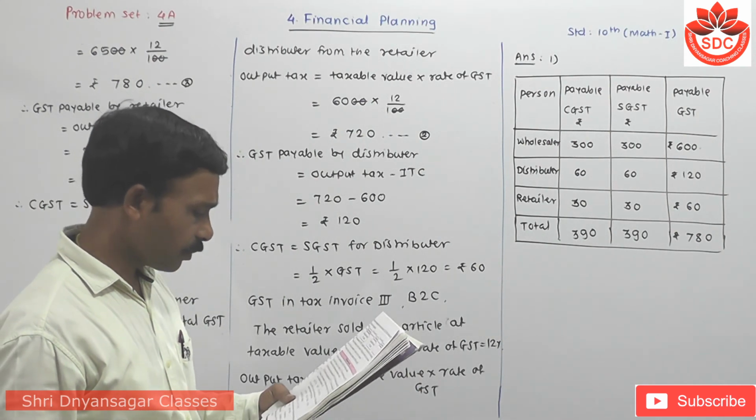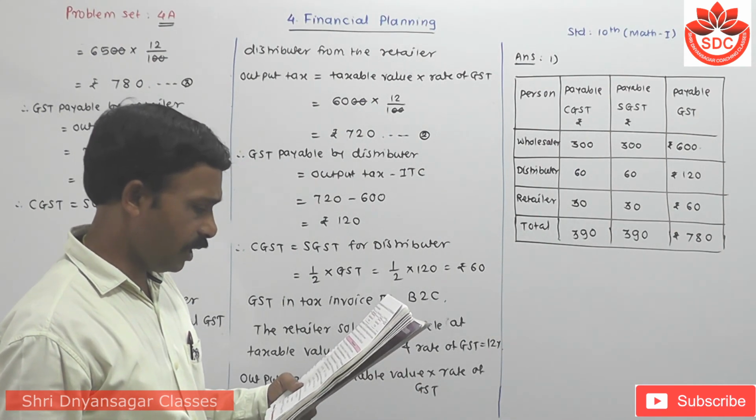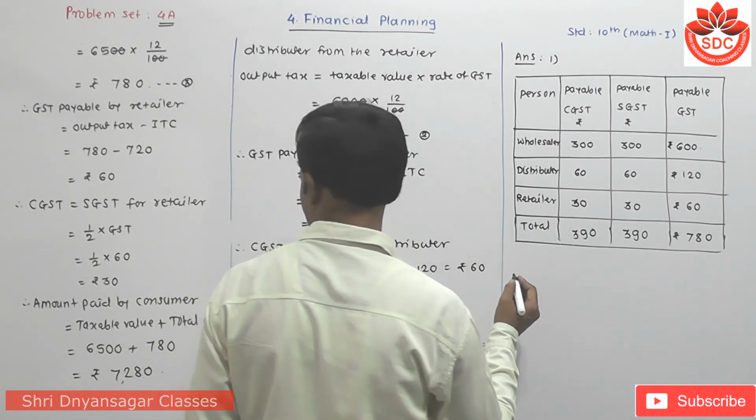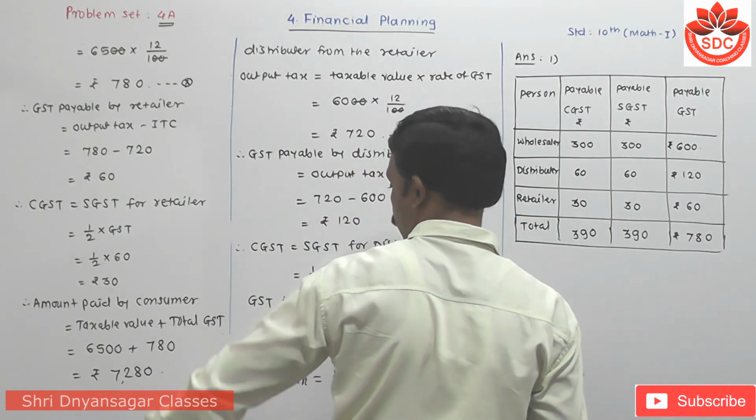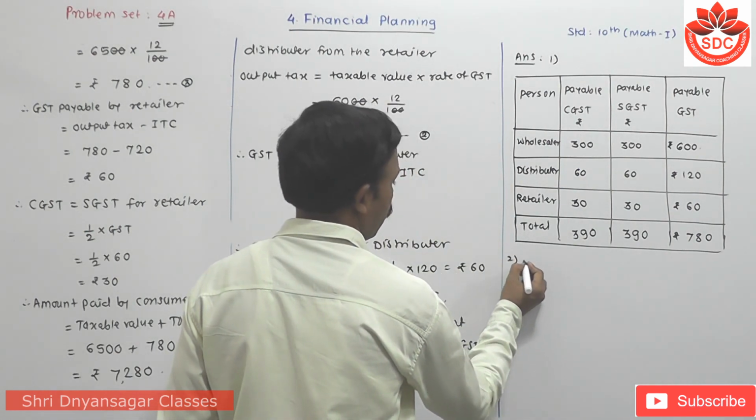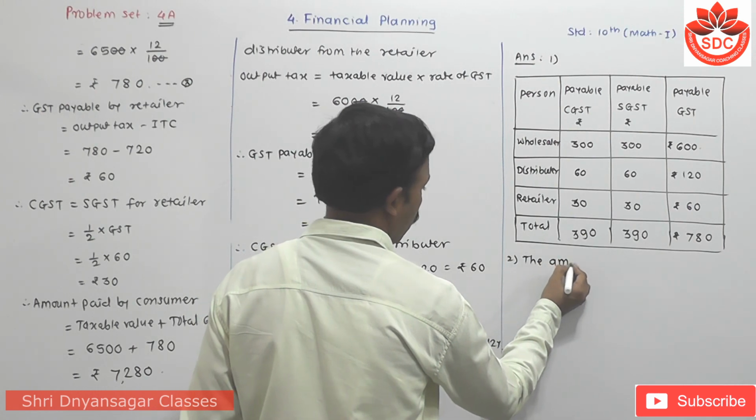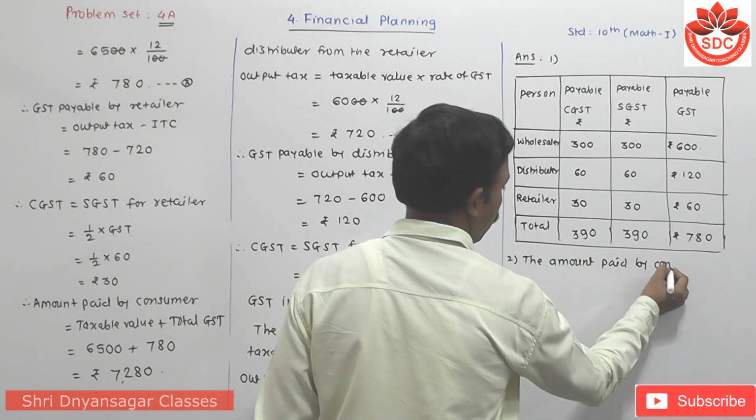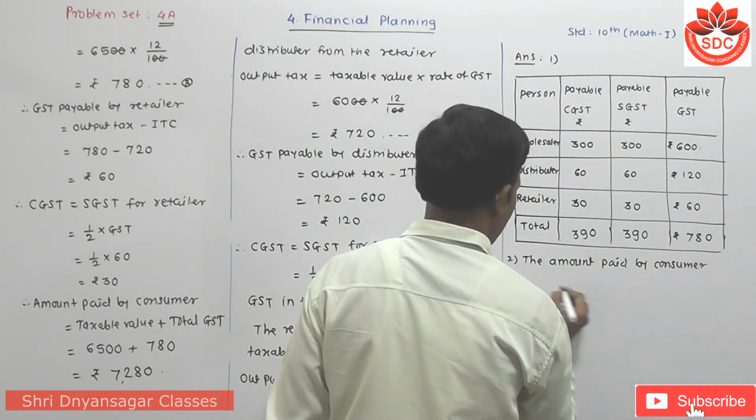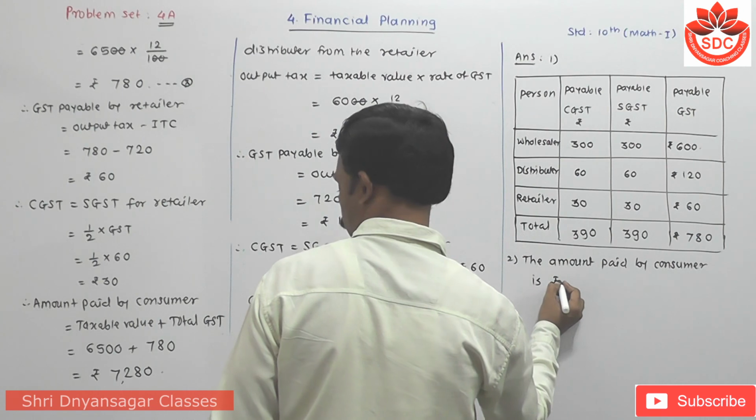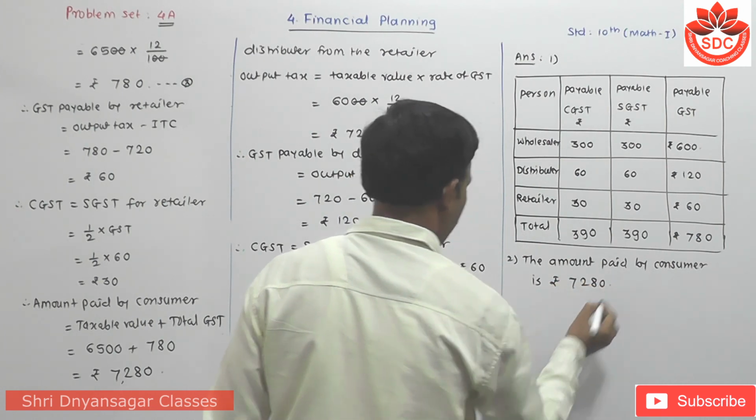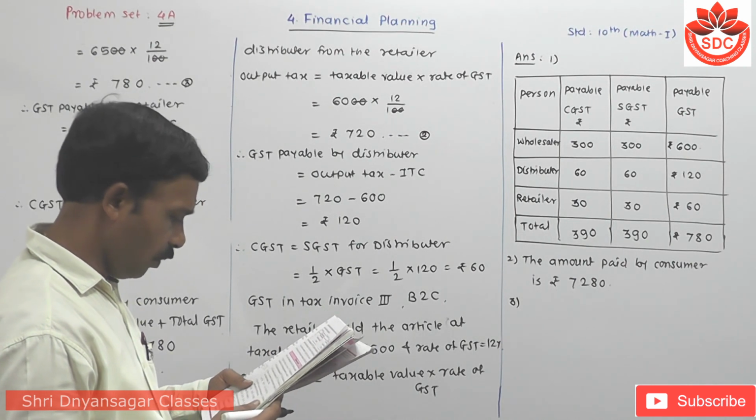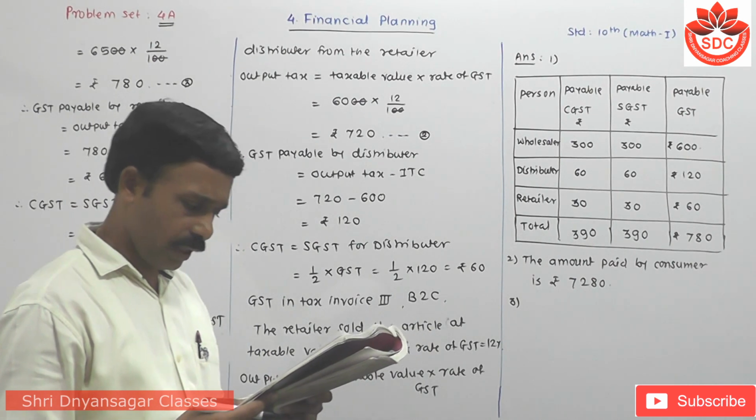Then the second one is, at the end, what amount is paid by the consumer. Therefore, the last one is the answer here. Second answer: the amount paid by the consumer is rupees 7,280.